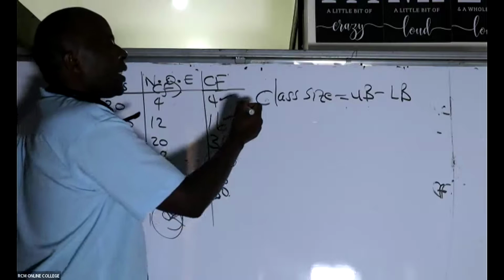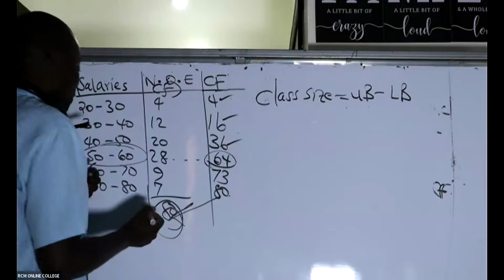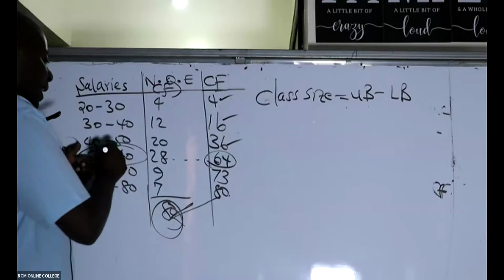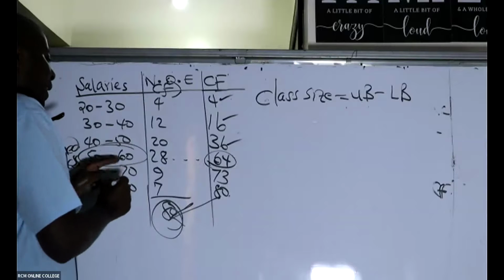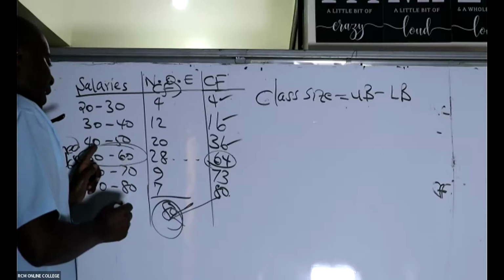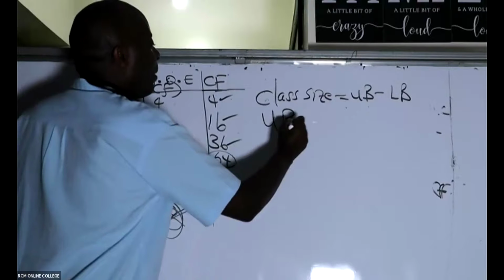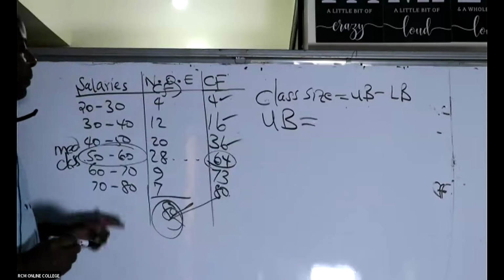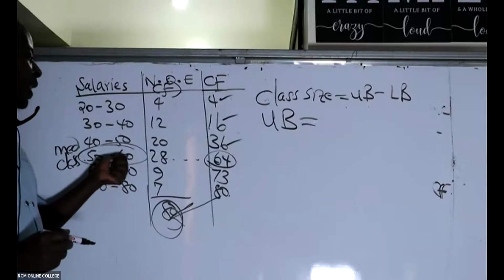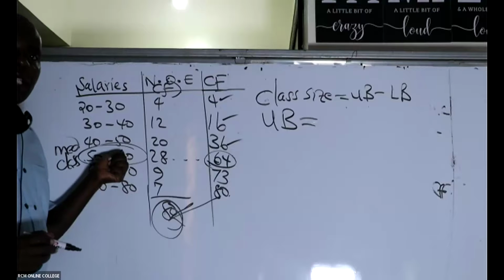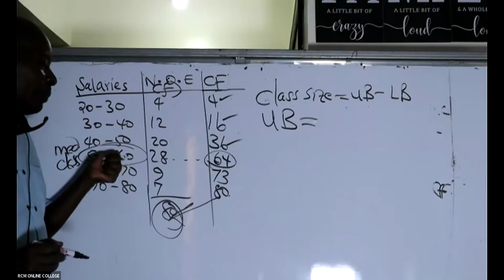So to get this class size, ladies and gentlemen, remember this is the class itself. To get its size, I need the upper boundary from this and the lower boundary from this. So I want us to calculate the upper boundary. Please listen. Upper boundary, I will get it from the upper value, so you have to be very careful.